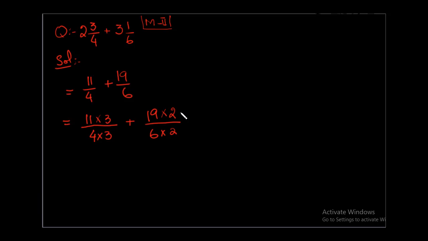So in the next step we can clearly see that the answer will be 11 threes are 33, and this would be over 12, plus. In this number we have 19 multiplied by 2, which is 38, and 6 multiplied by 2, that is 12.